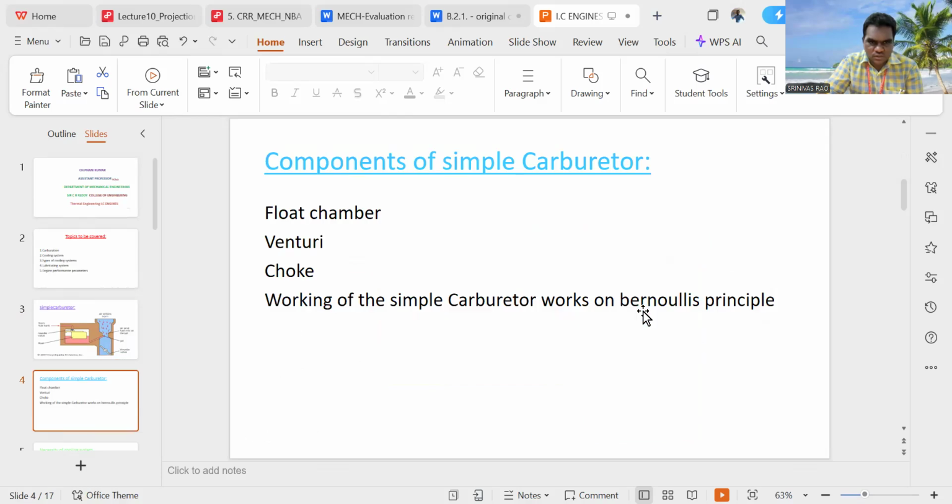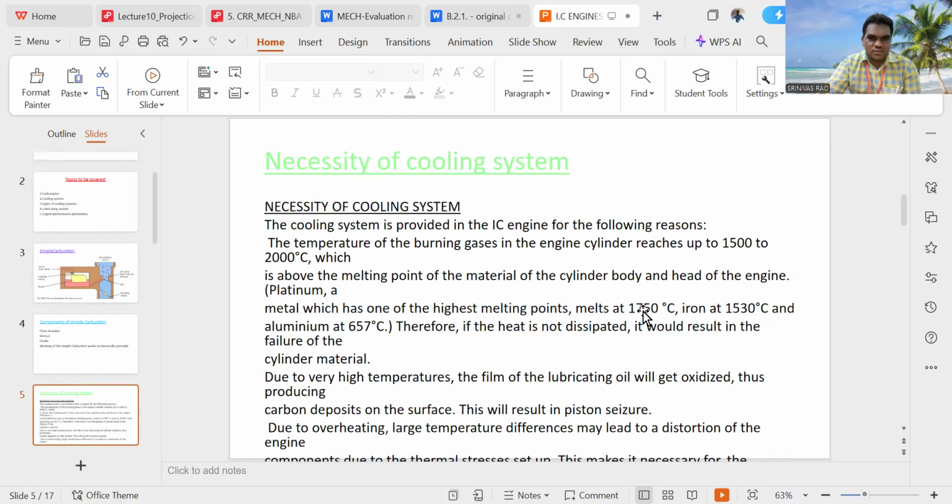Now, these are the necessities of the cooling system. Why are we using a cooling system in internal combustion engines? The cooling system is provided in the internal combustion engine for the following reasons. The main thing is the temperature. During the combustion process, the temperature liberated inside the combustion chamber is approximately 1500 degrees centigrade to 2000 degrees centigrade, which is above the melting point of the material of the cylinder body, cylinder head, and other components from which these parts are manufactured.